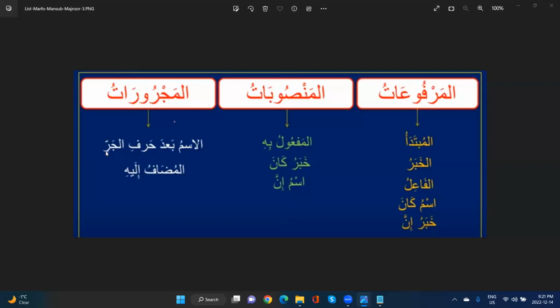Think about it. Next time when you see it, you will see that after the harf jara, you will most likely find a noun in there. Now, the other category for majroor is al-mudaf and mudafun ilayh. So now you have a list of al-marfu'at, al-mansubat, al-majrurat. So this way, when you see any of this coming, you know what status it has in the sentence.